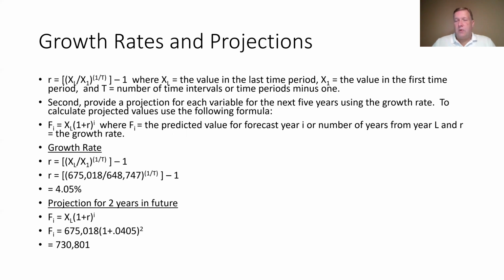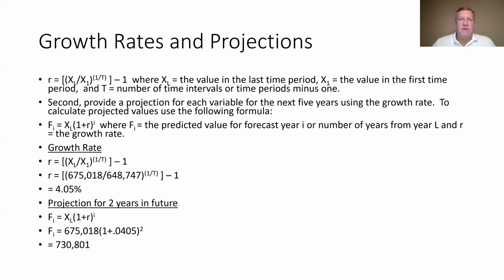Let's say you're trying to forecast revenue and you've got 5 periods of time for which you have revenue information. XL will be the last year in your 5-year time series, and X1 would be the first year. So the last year's revenue divided by the first year's revenue, raised to the 1 divided by T power. T stands for the number of time intervals or time periods. For a 5-year period, your exponent would be 1/5. All of that then gets subtracted from 1, and that gives you your growth rate.